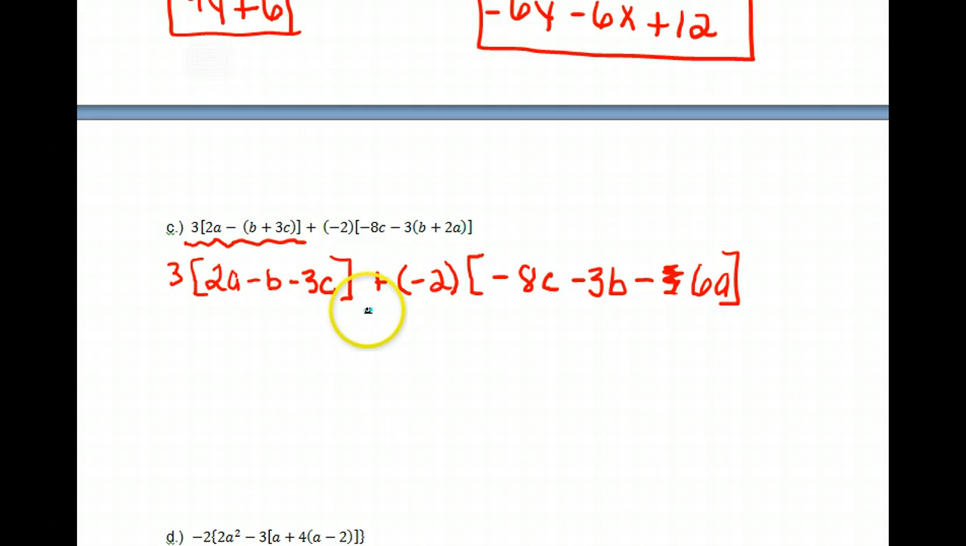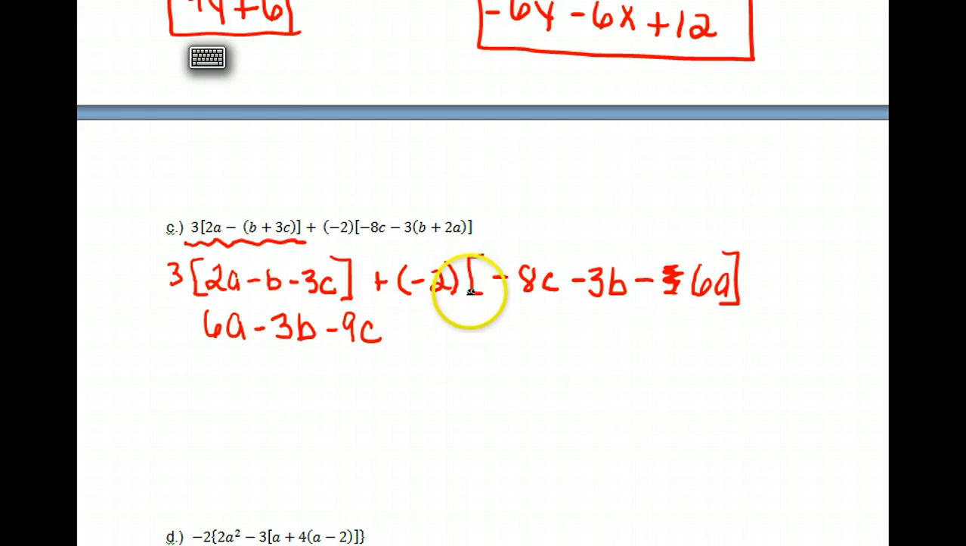So now we're getting down to a set of brackets that have no further like terms within them. So in order for us to simplify at this point, we need to utilize the distributive property. So we will just distribute the coefficient that is in front of each bracket. So 3 times 2a makes 6a. 3 times negative b makes negative 3b. 3 times negative 3c makes negative 9c.